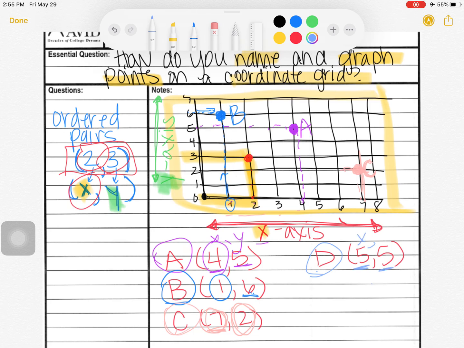On the x-axis I go to 5, and then I go up the y-axis to 5. So here's my 5, and then I'm going to go up to 5. Look, it's right here next to the A. I'm going to name that D.